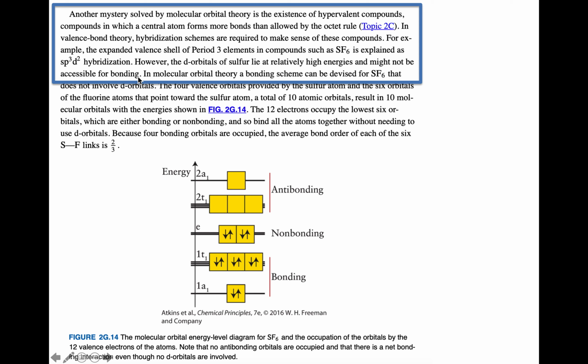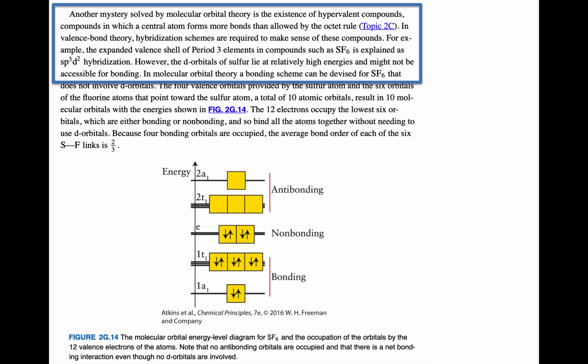Noting that, okay, if I use sp3, that could get me to a tetrahedral with 4 electron domains, but in SF6, that's an octahedral, so I'm going to add in d orbitals and consider them as part of the hybridization scheme as well. Now, if you recall at that time, I was a little tentative to do that.